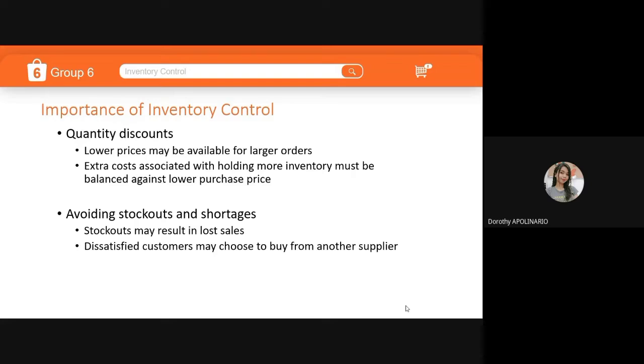If a company is repeatedly out of stock, customers are likely to go elsewhere to satisfy their needs. So lost goodwill can be an expensive price to pay for not having the right item at the right time.